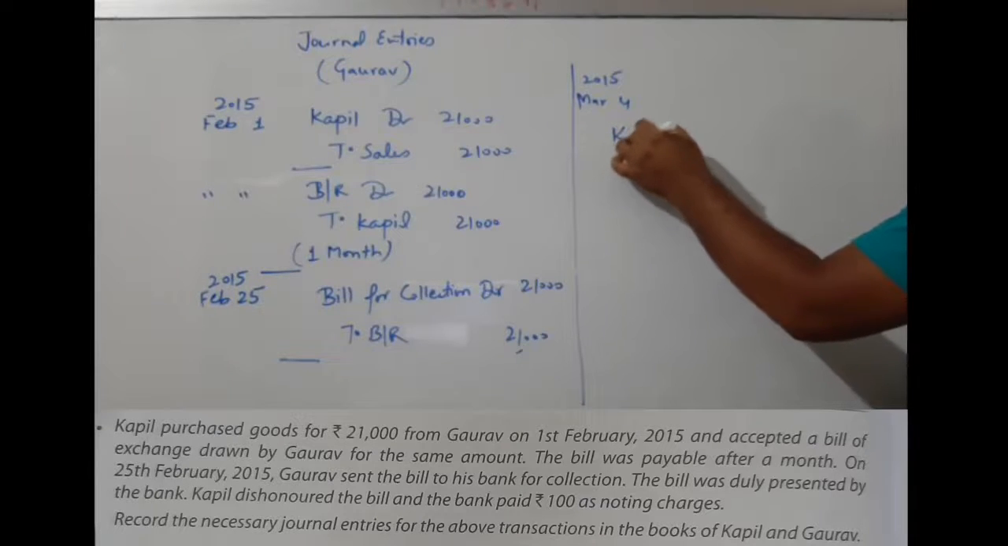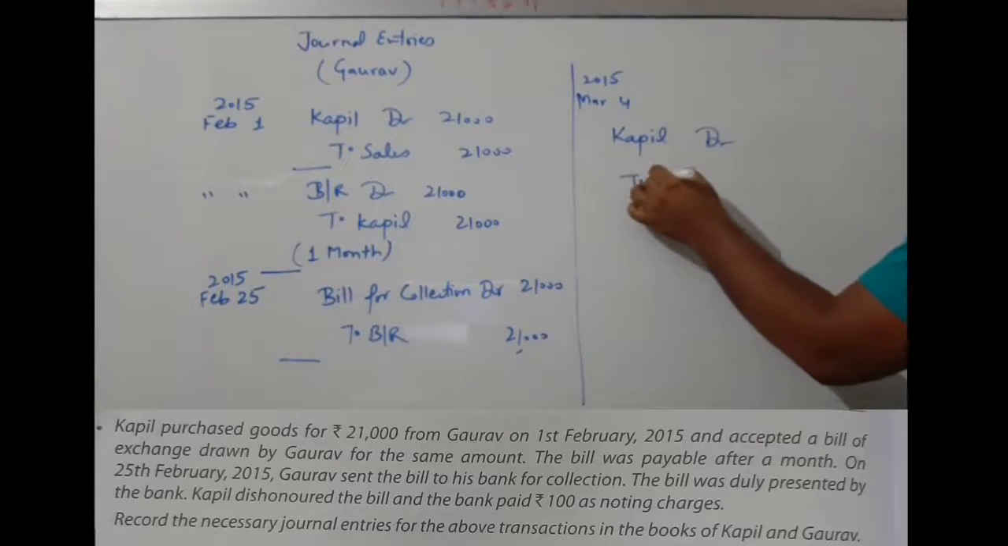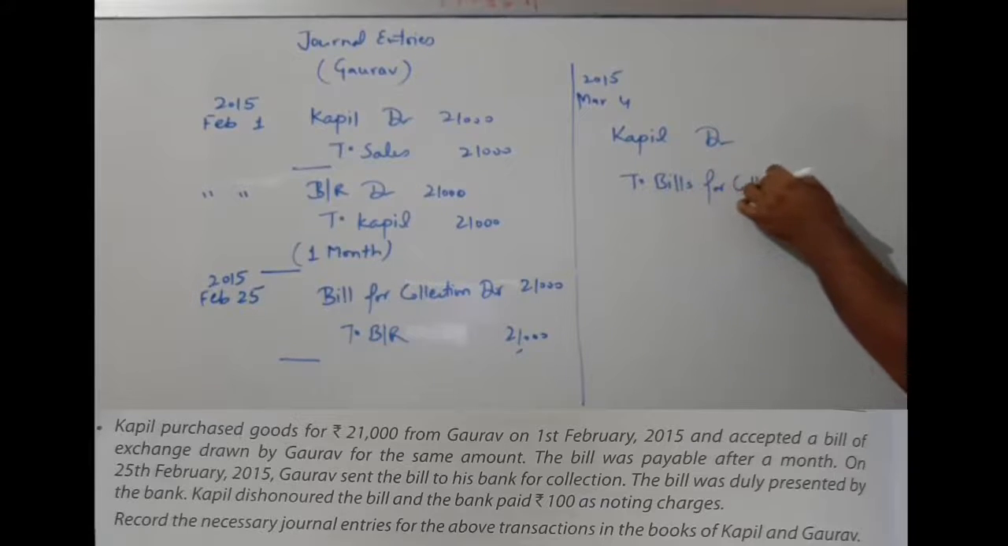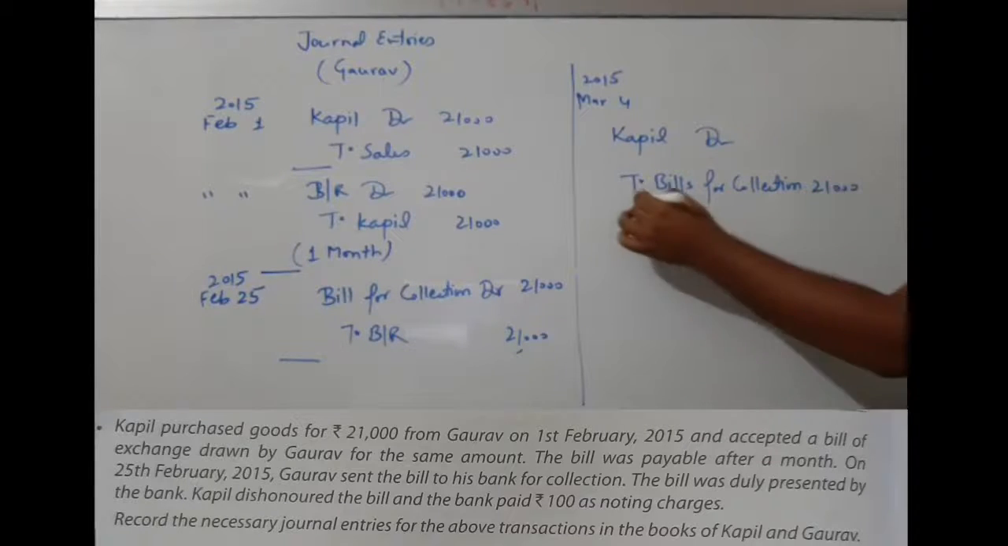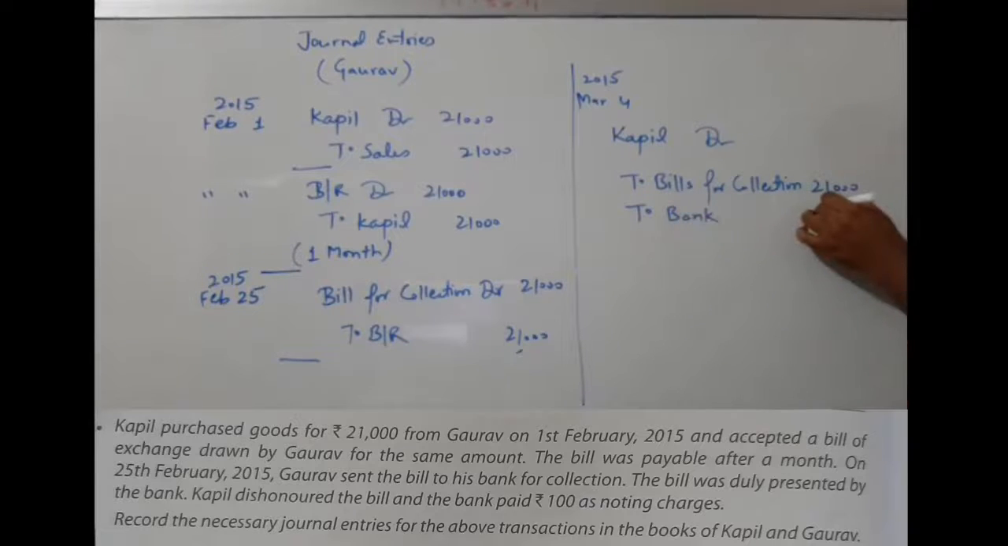the dishonor of the bill, that is couple account debit to bills for collection. So the total amount which bill is not collected, that is 21,000. The total amount which are paid as a noting charges, that is amount paid by the bank, that is 100, and total amount recovered from the couple, that is 21,100.